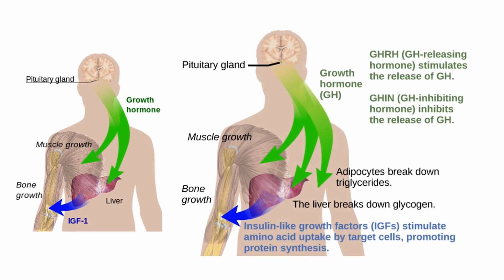What triggers release of GH into the bloodstream? GHRH, the growth hormone releasing hormone, which is produced in the hypothalamus, and it has a direct stimulatory effect on the pituitary gland and stimulates the release of GH.